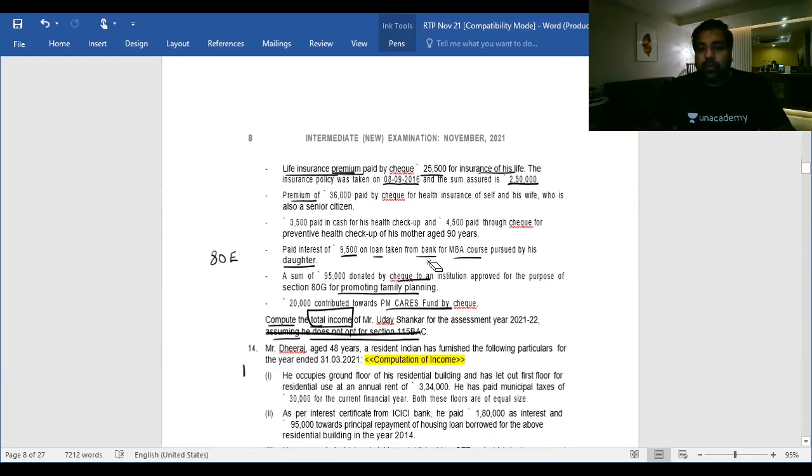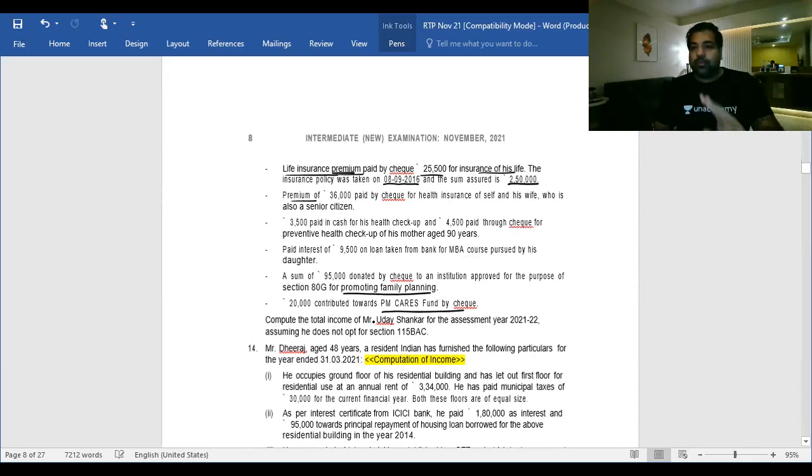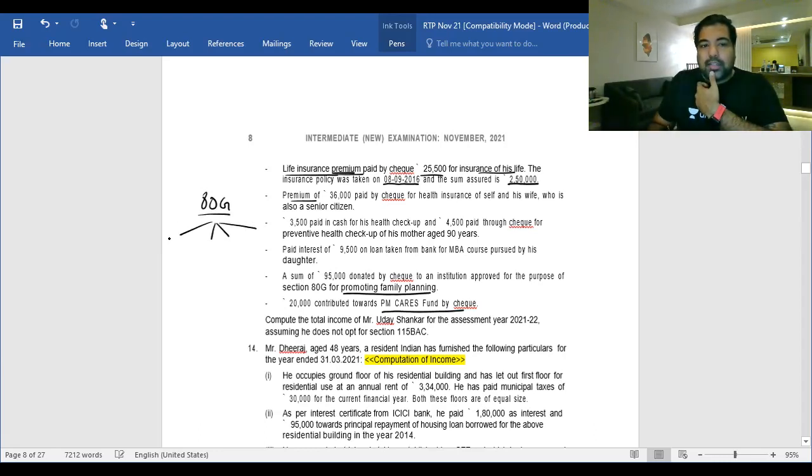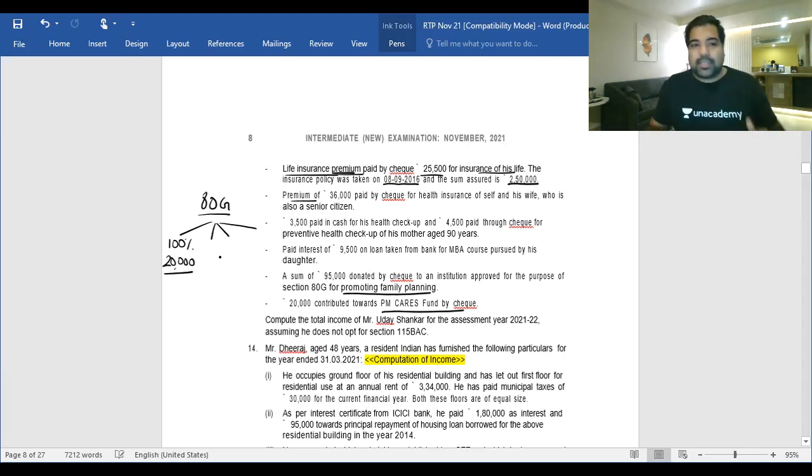Now, there are 2 more deductions, but both these deductions are from the 80G series. You are very generous. You have donated 95,000 by check to an institution approved for the purpose of promotion of family planning, and you've donated 20,000 towards PM Cares Fund. So 2 donations you've made. Congratulations. But remember, guys, the moment you have 80G, there are 4 categories. In the first category, you get 100% deduction, and PM Cares Fund is from that. So for the 20,000, you will get 100% deduction. That means the entire 20,000.